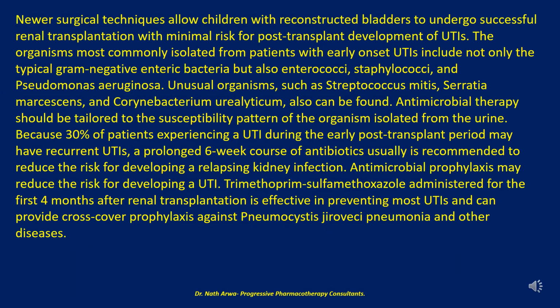Newer surgical techniques allow children with reconstructed bladders to undergo successful renal transplantation with minimal risk for post-transplant development of urinary tract infections. The organisms most commonly isolated from patients with early-onset urinary tract infections include not only the typical gram-negative enteric bacteria, but also Enterococci, Staphylococci, and Pseudomonas aeruginosa. Unusual organisms, such as Streptococcus mitis, Serratia marcescens, and Corynebacterium ureolyticum, also can be found.